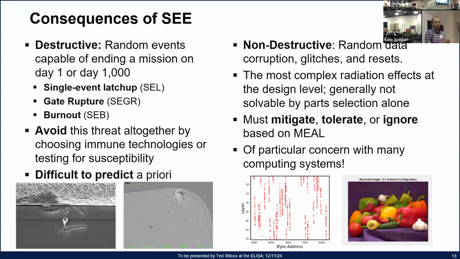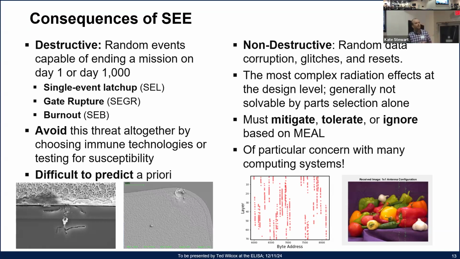So, consequences. As you can imagine by the name, destructive is a little bit different than our non-destructive effects. A destructive SEE is something that's capable of ending the mission on day 1 or day 1000 if they're random. The 3 most common types of destructive SEE that we see are single event latch-up, which is a possible vulnerability in any CMOS device, SEE gate rupture and burnout, a little more applicable to power MOSFETs. So we see this in our power electronics a lot.